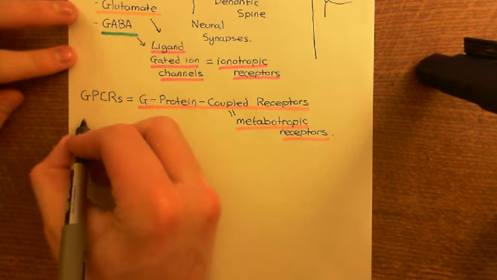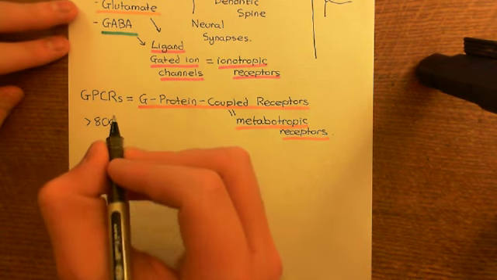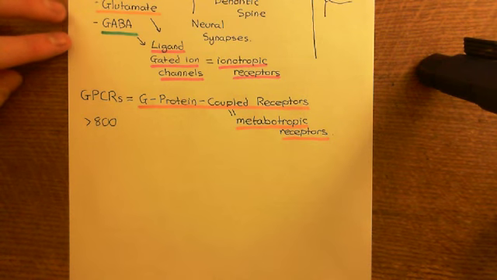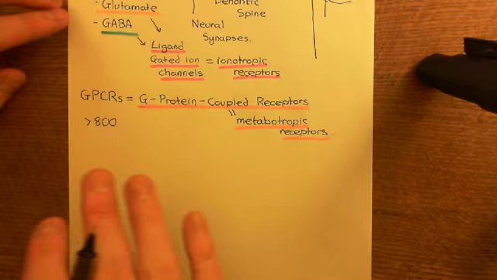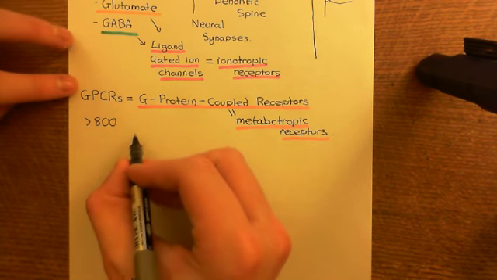In humans alone we have found over 800 G-protein coupled receptors, and for many of them we still don't know what their ligands actually are. These are known as orphan receptors. In the entire animal kingdom, I think we've now found over 30,000 G-protein coupled receptors. So there are a lot of these things all over nature.